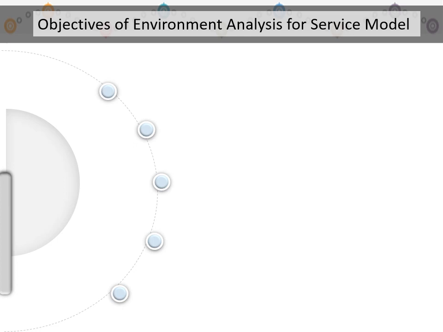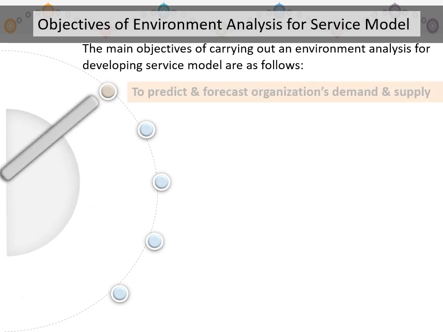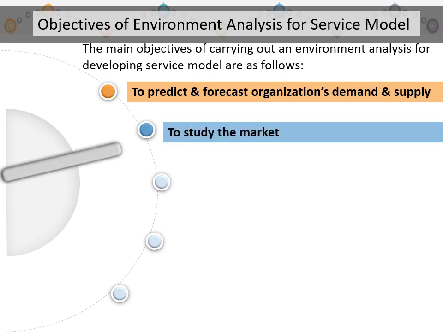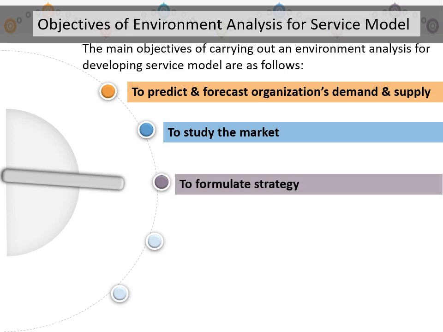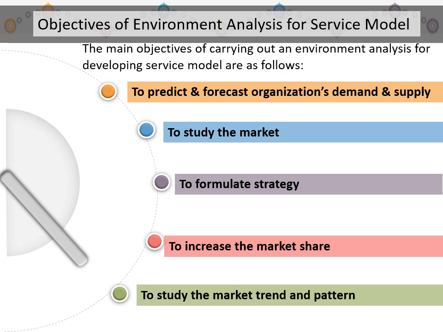Objectives of environmental analysis for service model. The main objectives of carrying out an environmental analysis for developing service model are as follows. To predict and forecast organizations' demand and supply. To study the market. To formulate strategy. To increase the market share. To study the market trend and pattern.